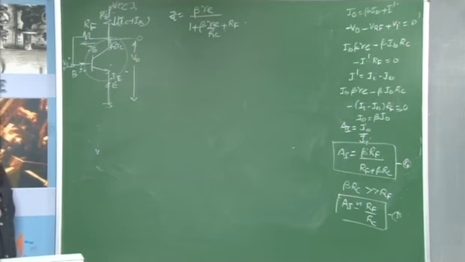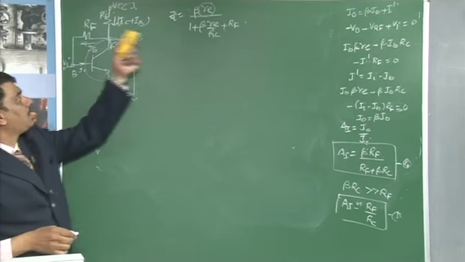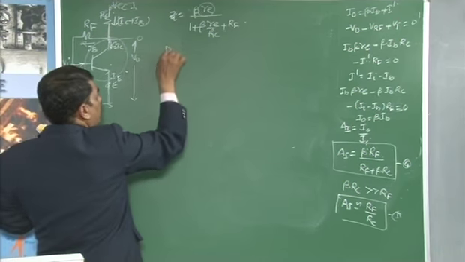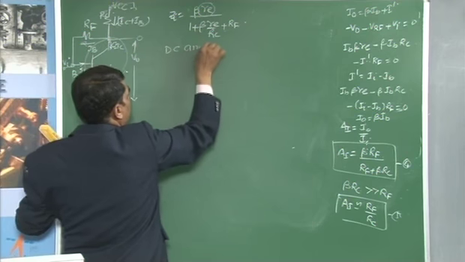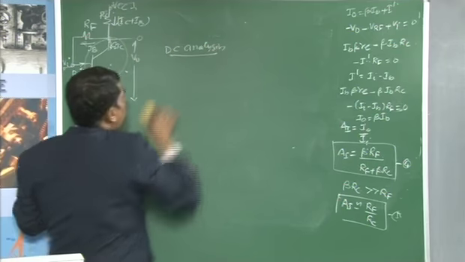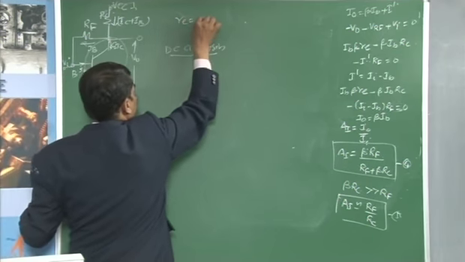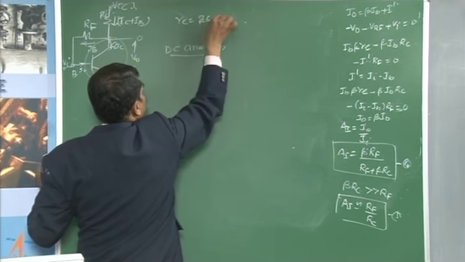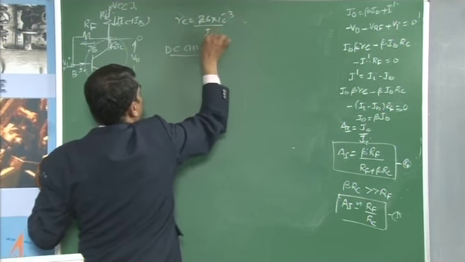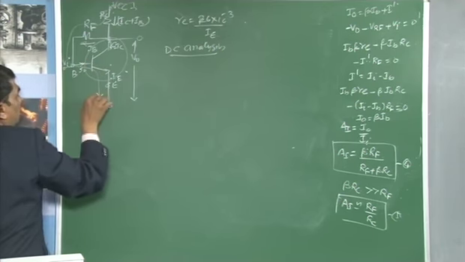When substituting Re, Rc and Rf into this expression, once again the Re value is unknown. To determine the Re value, you have to perform the DC analysis, where in the DC analysis we already know that Re is equal to 26 into 10 to the power of minus 3 by I. To perform the DC analysis, apply KVL to the input circuit.